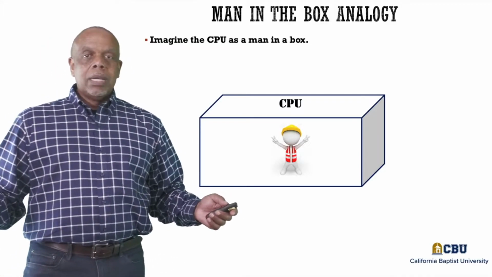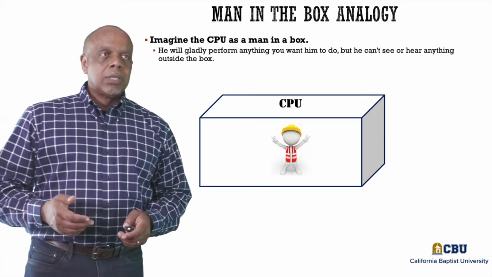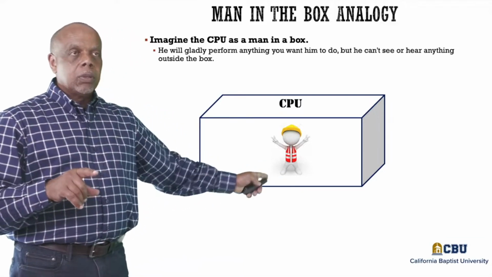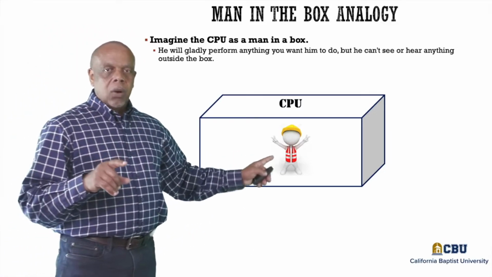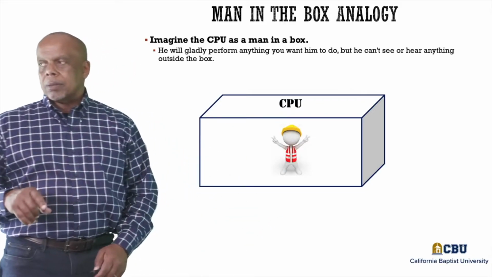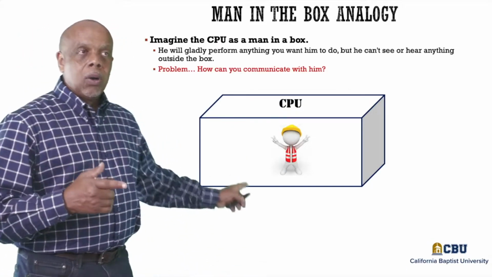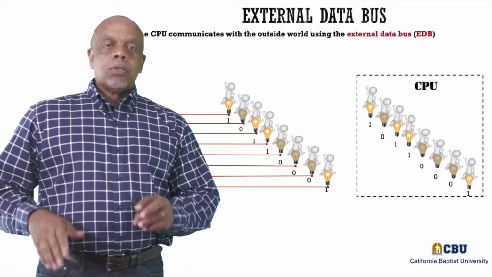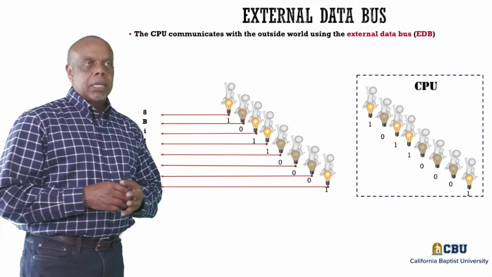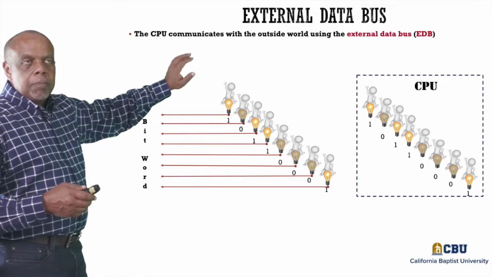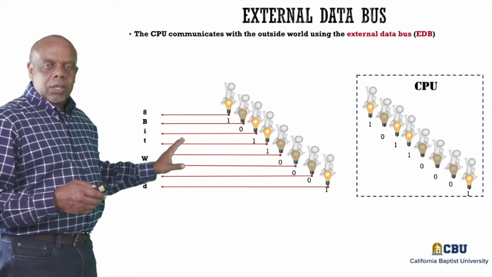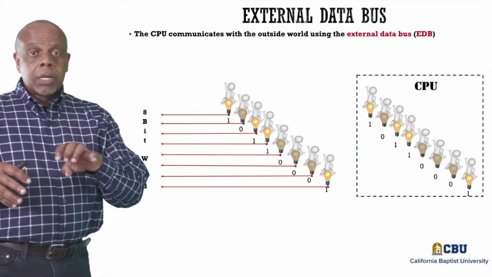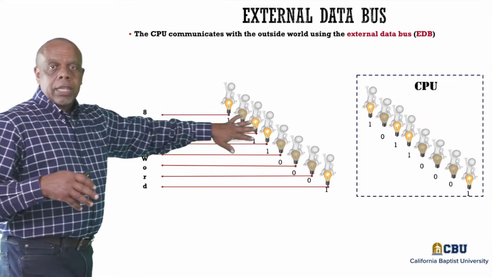However, there's a couple of situations. He will gladly perform any task that you want him to do. But he can't see or hear anything outside of that box. So we've got a problem. How do we communicate with the guy in the box? Well, the way we do that is what we call the external data bus. Your CPU communicates with the outside world across your external data bus. And these are a series of wires that connect to that CPU.